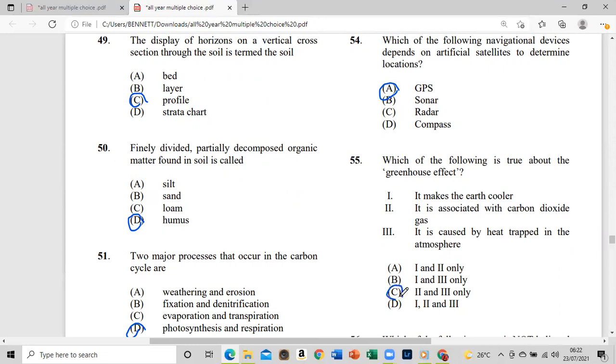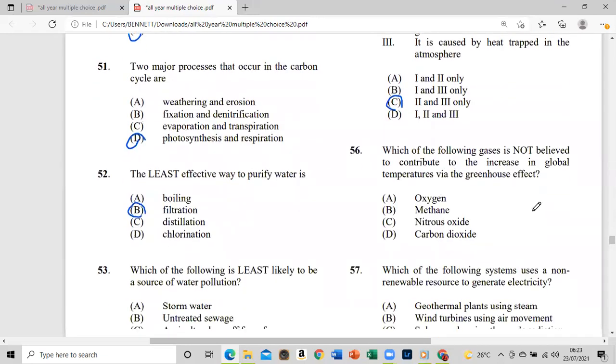Let's get ready. Just five more to go. Exam awaits us. Which of the following gases is not believed to contribute to the increase in global temperature via the greenhouse effect? Oxygen, methane, nitrous oxide, or carbon dioxide? So 56 would be oxygen.